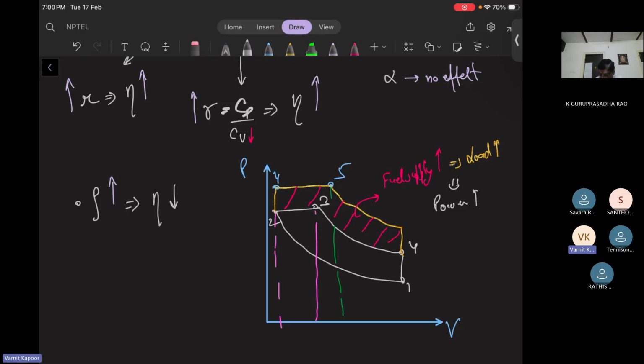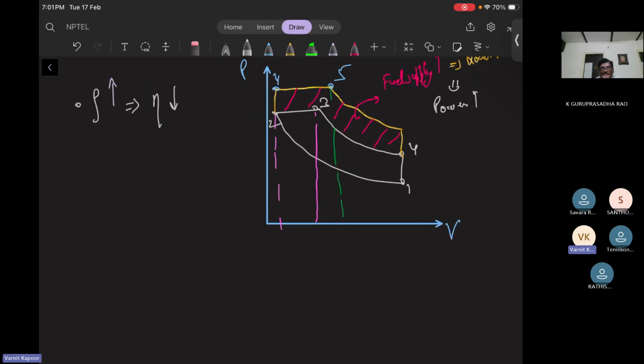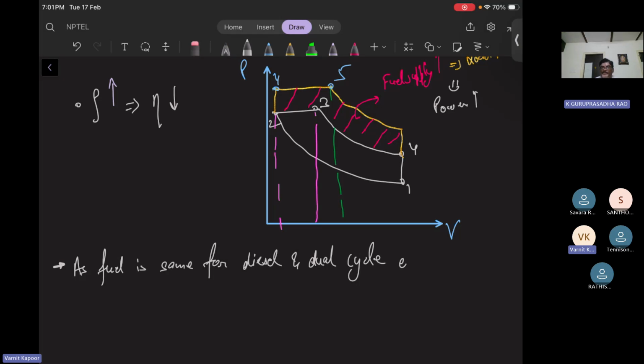Next point where I was: as fuel is the same for diesel and dual cycle engines, hence it is called the semi-diesel cycle.